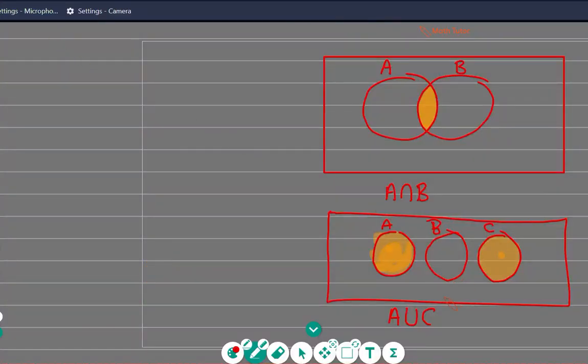Now it is clear, A union C. This is A union C. If I draw the same graph, I will check. Wait, for example, this is a graph. I draw the Venn diagram.